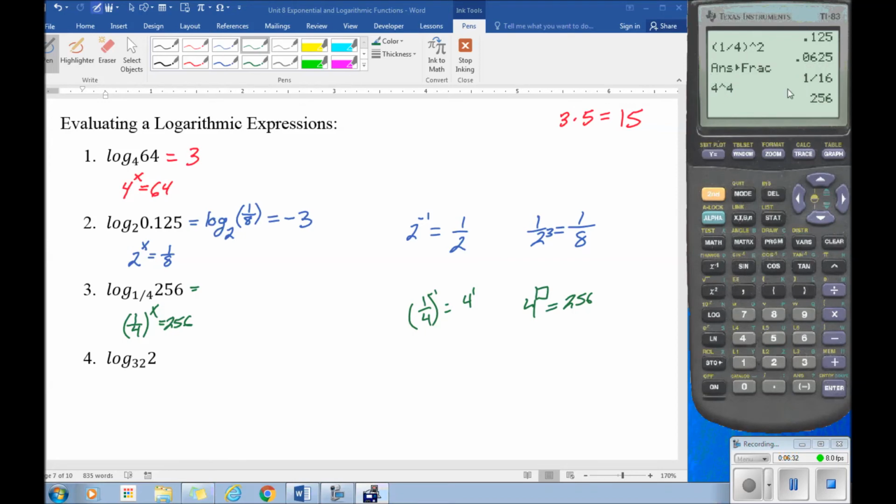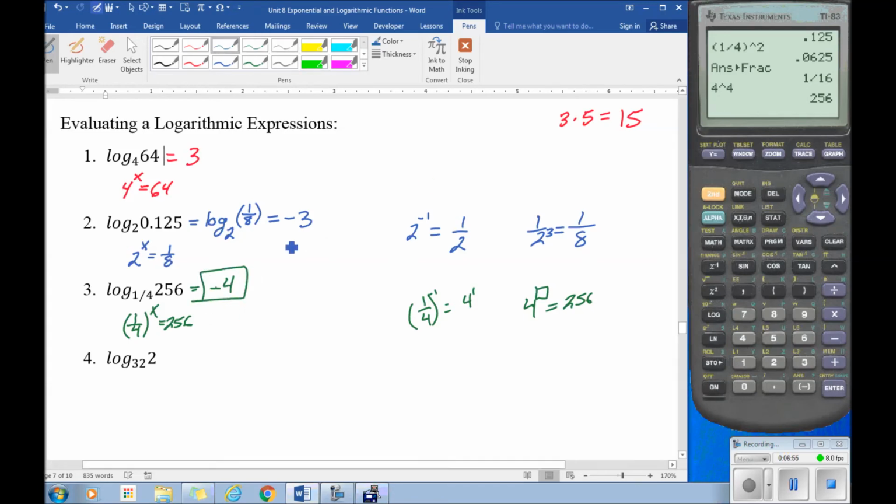Right there, 4 to the 4th power is 256. Okay, so combine those two things. We need to use the negative exponent to get this thing to flip over. And then we would also need a power of 4 to turn that 4 into 256. So log base 1/4 of 256 is going to be equal to -4. And there it is. So we get -4 for that one.